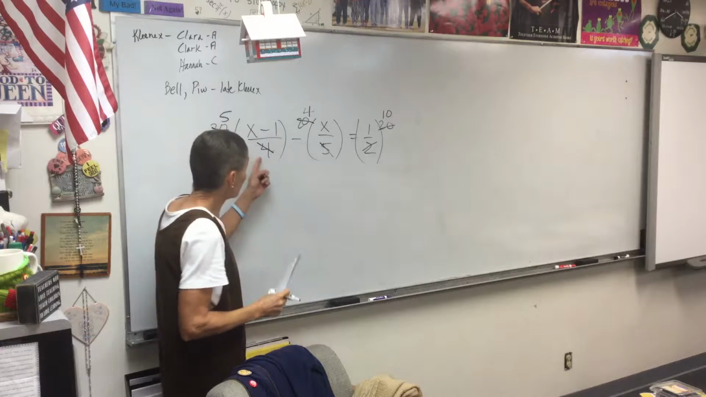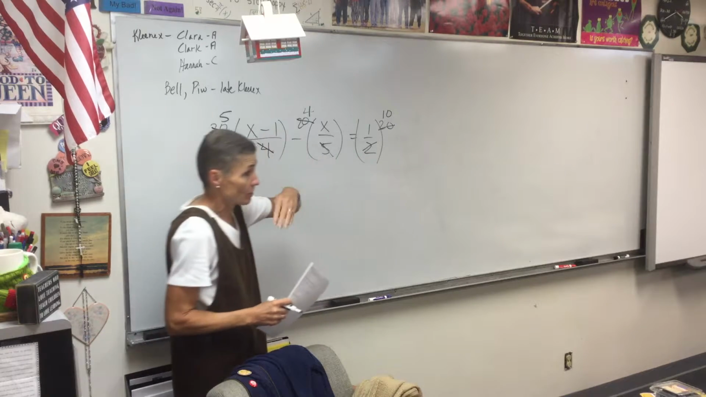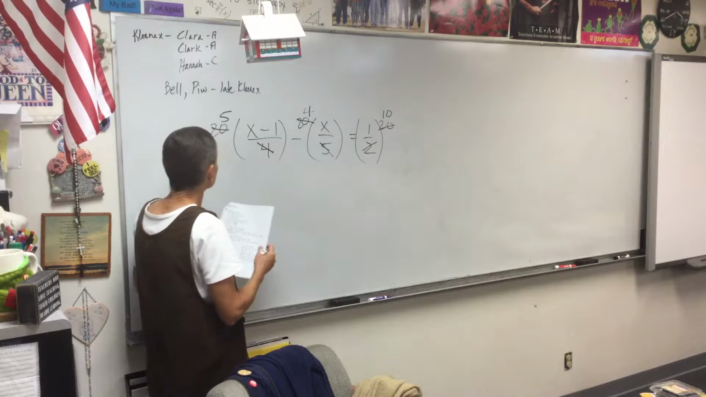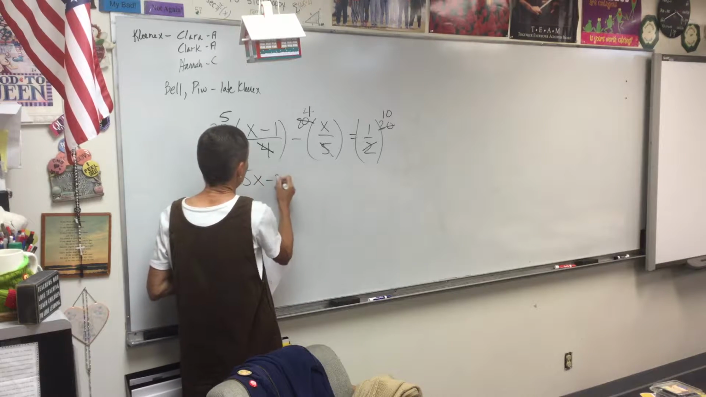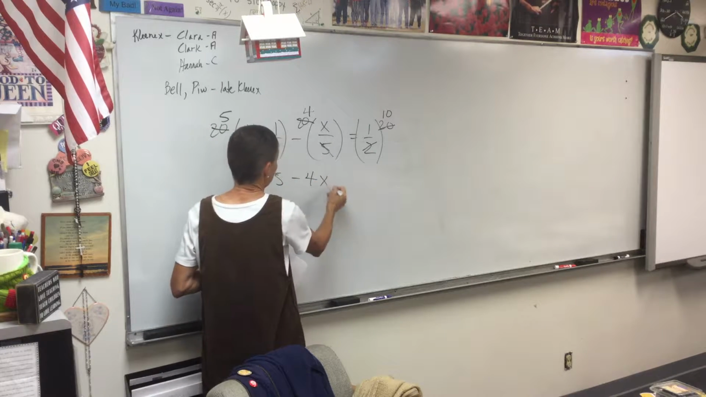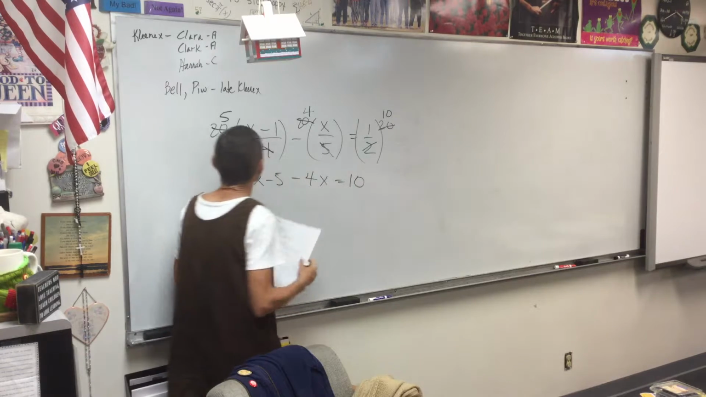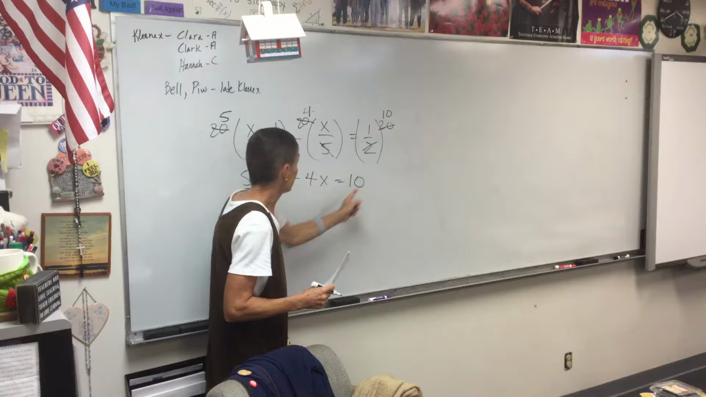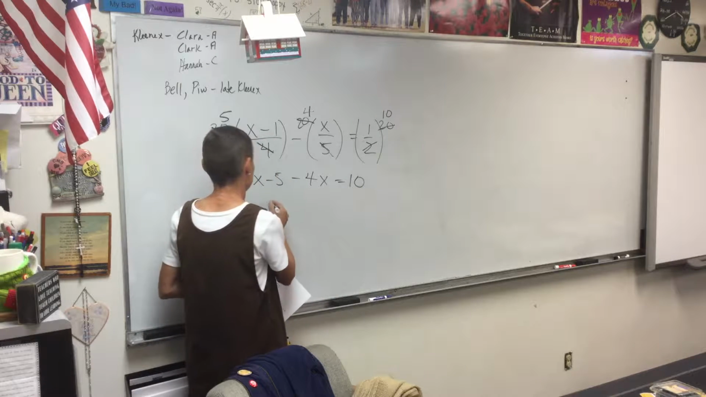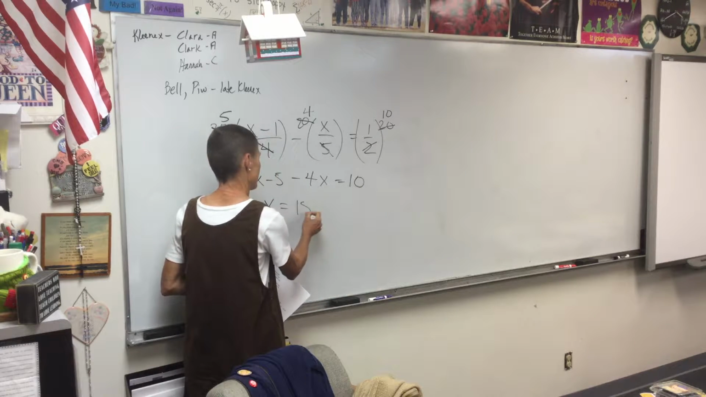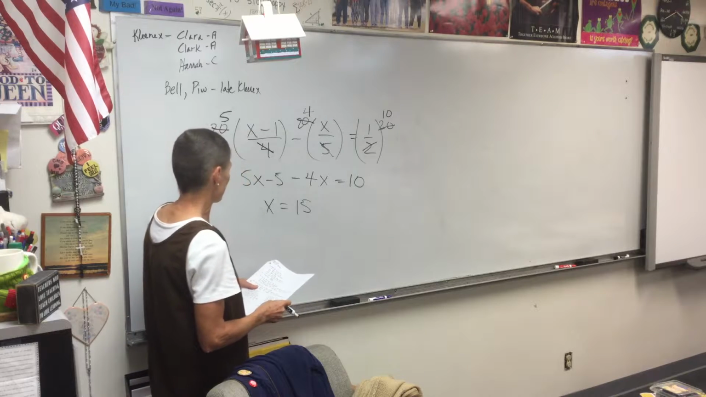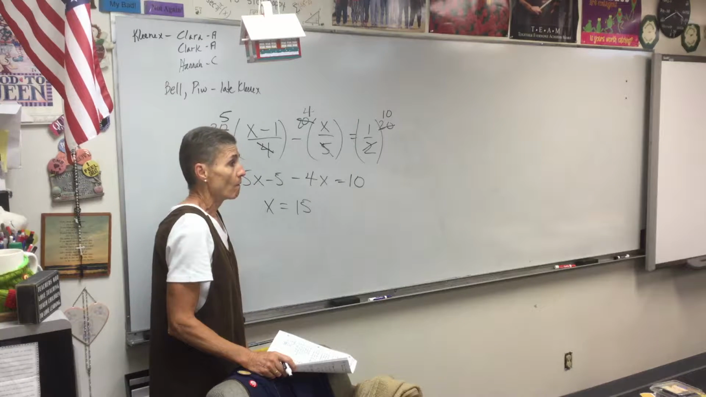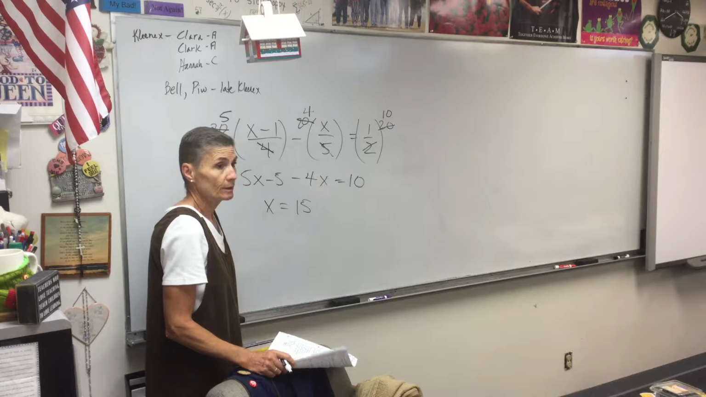So now, notice all my denominators are gone, and I have 5x minus 5 minus 4x equal to 10. Distribute here, 5x minus 5 minus 4x equals 10. So it looks like x equals 15 if I did all my arithmetic correctly. Okay?